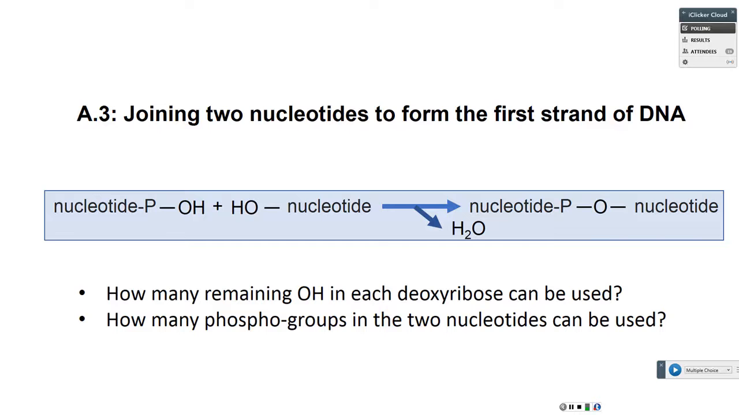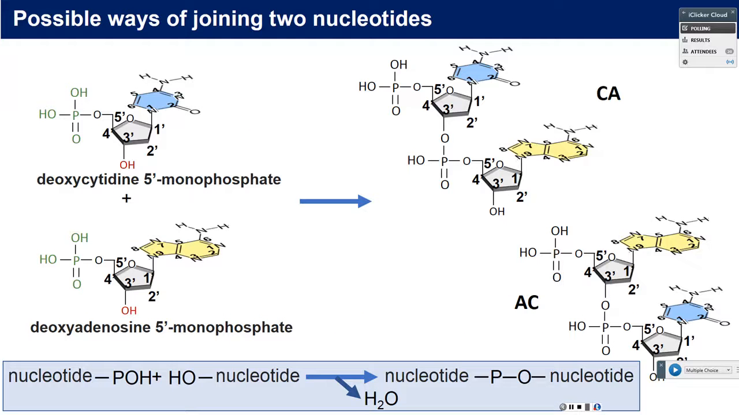Now we have made 2 nucleotides, right? And the next thing is to link those 2 nucleotides together. And now we need to ask how many remaining hydroxy groups in each deoxyribose can be used. Well, only one left, right? And how many phosphate groups in the two nucleotides can be used? Well, in each nucleotide there is one phosphate group, so there are two of them, right? So we can join the two nucleotides together to form either CA or AC, right? The order can be different.